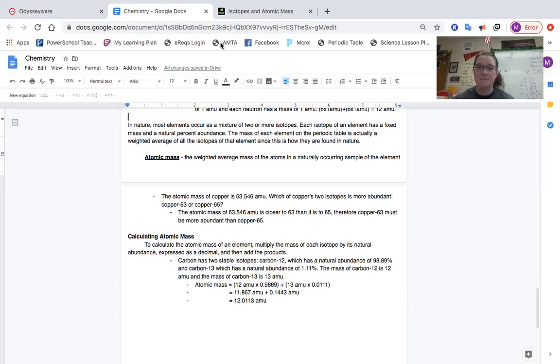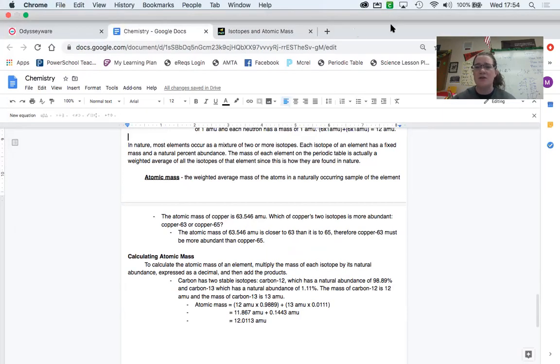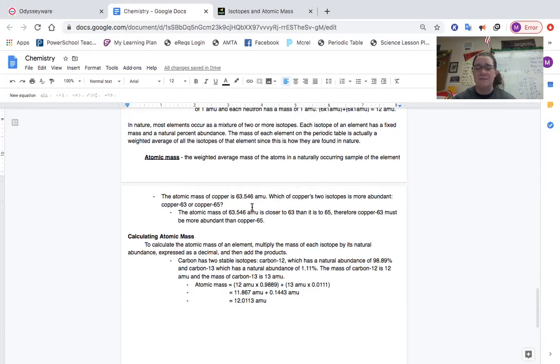And so since the atomic mass is closest to 63, we know there has to be more copper 63s than copper 65s. And so you could just think of that as if I had one atom of copper 63 and one atom of copper 65, then the average would be 64. Well, if I had another 63, the average would drop below 64. And if I had another 63, it would drop even lower. And so our average gets closer and closer to 63. So the more copper 63s we have, the closer our average gets to 63. And so that's why this is skewed closer to 63 than 65, just because there's more copper 63.